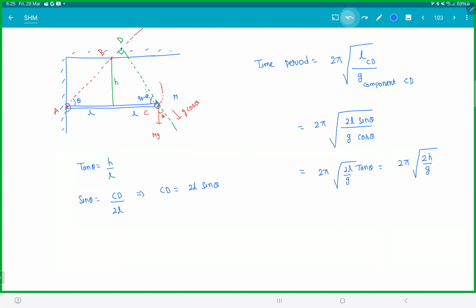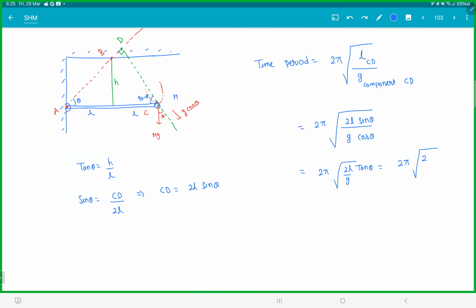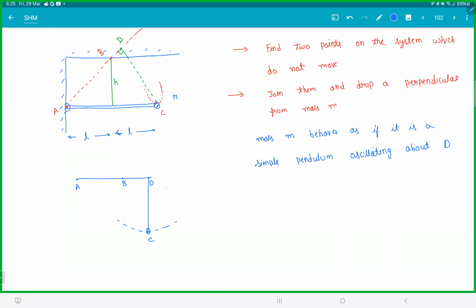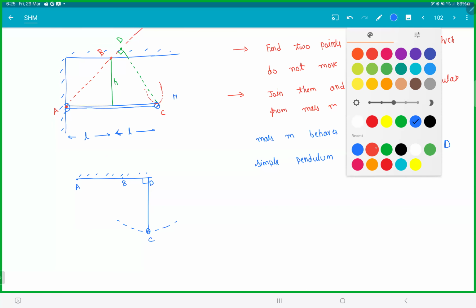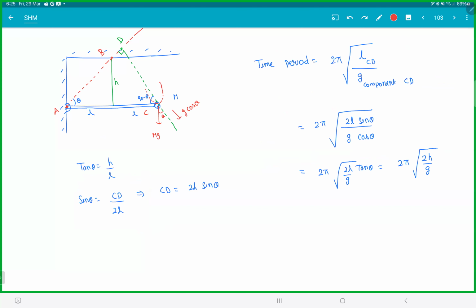Making sense? So basically, that's what I was saying. This thing will just look like this. ABD is a wall, and this is like a pendulum. Clear? So this is how you handle these kinds of questions. Let me show you one more like this.